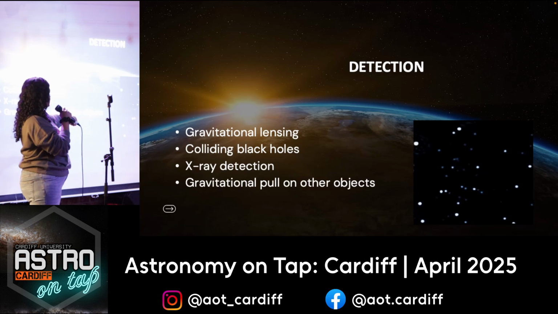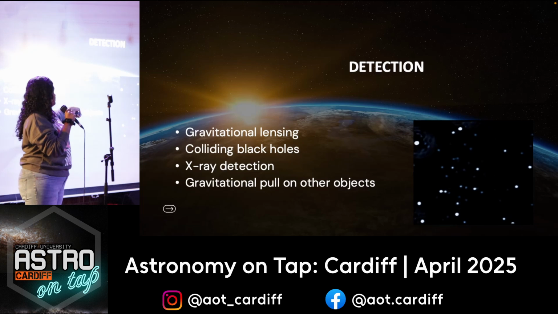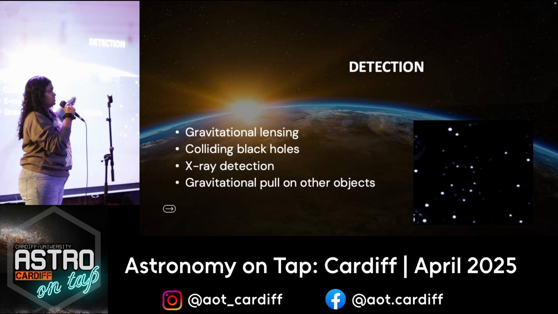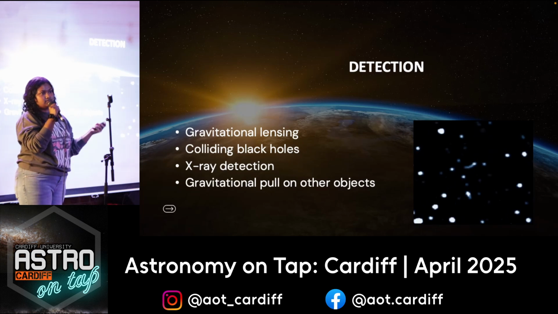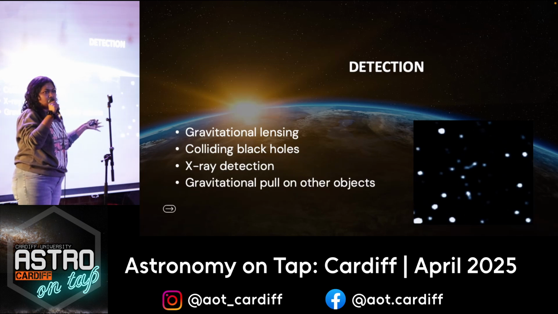So this is the actual Sagittarius A star in the center of our galaxy, and this is the gravitational effect that it has on the stars surrounding it. So these are actual neutron stars or huge mass stars that are surrounding it.